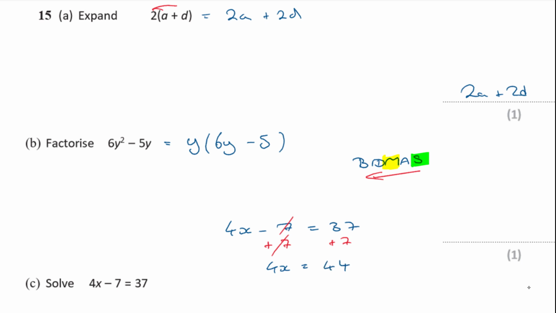Okay, so I've dealt with the subtraction. Next thing up is to deal with the multiplication. The opposite of multiplying by 4 is dividing by 4, so divide both sides by 4. 4x divided by 4, they're going to cancel. It's going to leave me with x, and then 44 divided by 4, well, that is 11. So the answer is x is equal to 11.